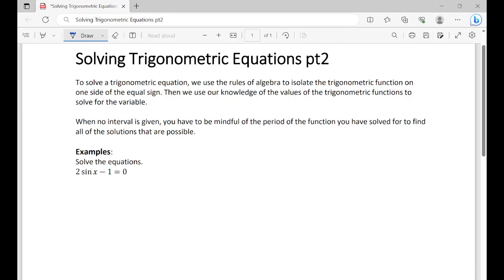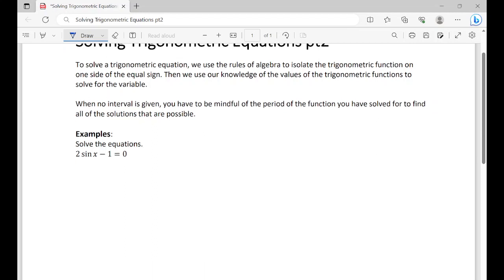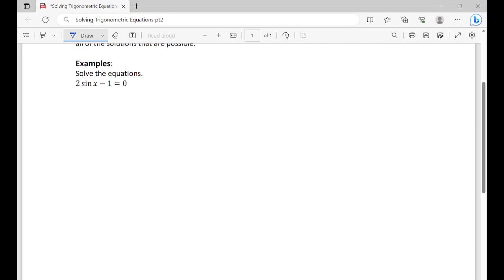So what does that mean? It just means that instead of having a specific number of answers, we actually have a general solution, because on the unit circle, wherever you are at, if you add 360 degrees or 2 pi, you will end up right back there. So you can actually have an infinite amount of solutions. Since we don't have an interval stated, we're actually going to write general solutions to these equations.